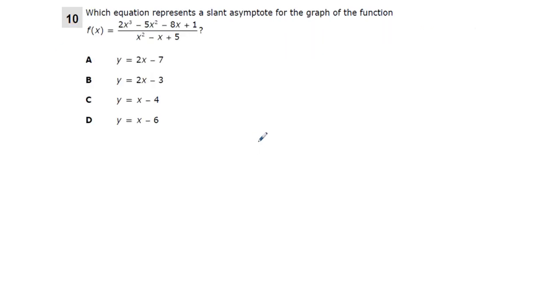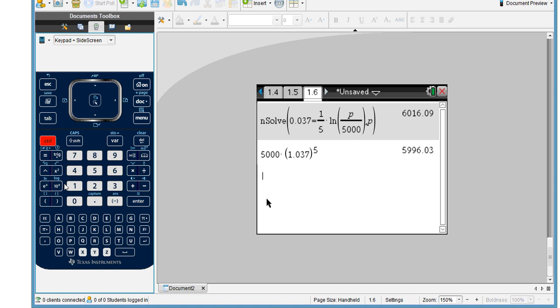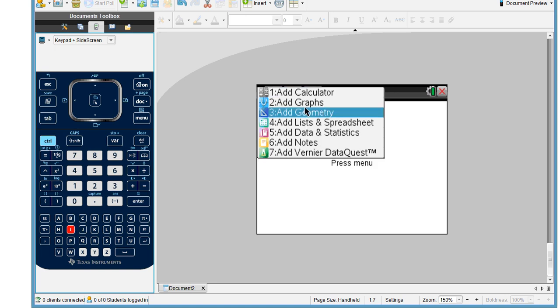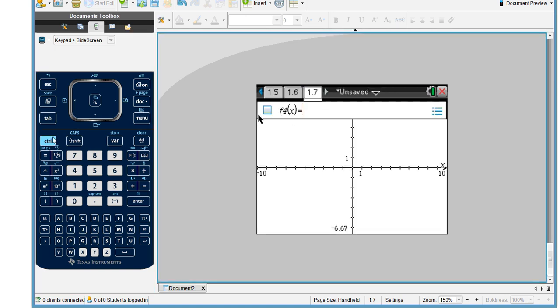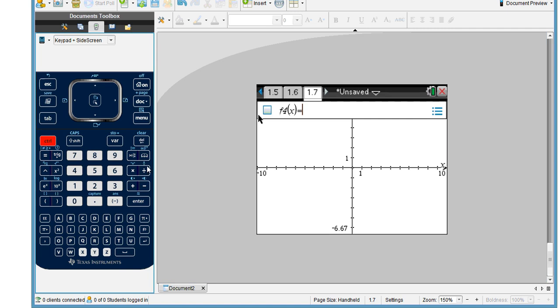Okay, 10, which equation represents a slant asymptote? We didn't really talk about slant asymptotes, but I'm going to go ahead and enter this equation, and we're going to see which one matches. And so we're going to kind of see what a slant asymptote is if you haven't looked at one yet. We haven't had time this year to go over everything to the extent that I would have liked to. And so that's just kind of the limitations of where we are. So we have 2x cubed here in the numerator.